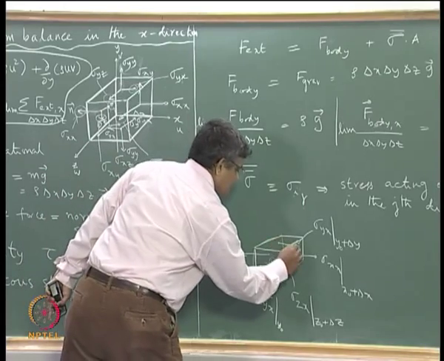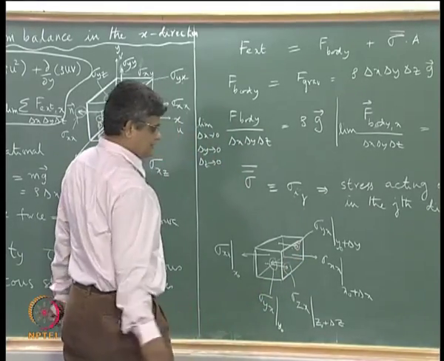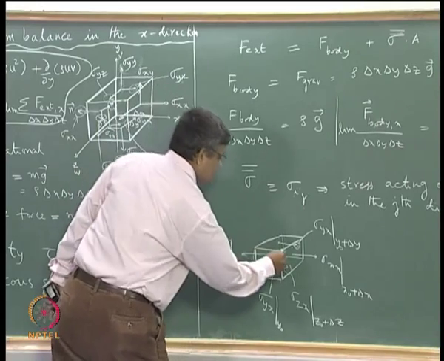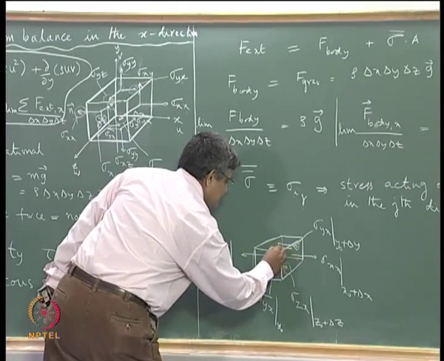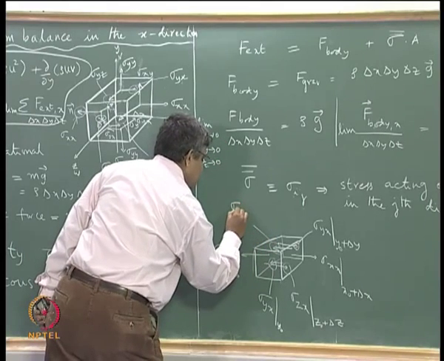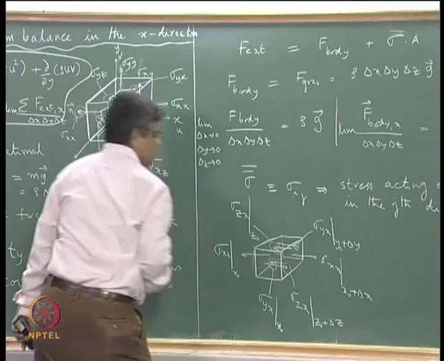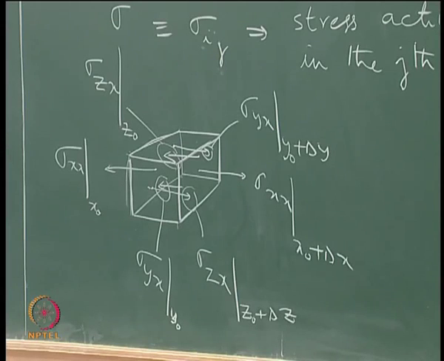And now we consider the back face. This again is a negative face because the outward normal vector is aligned in the negative z direction. So this has an x component which is acting like this, and this is sigma zx on a z plane located at z naught.